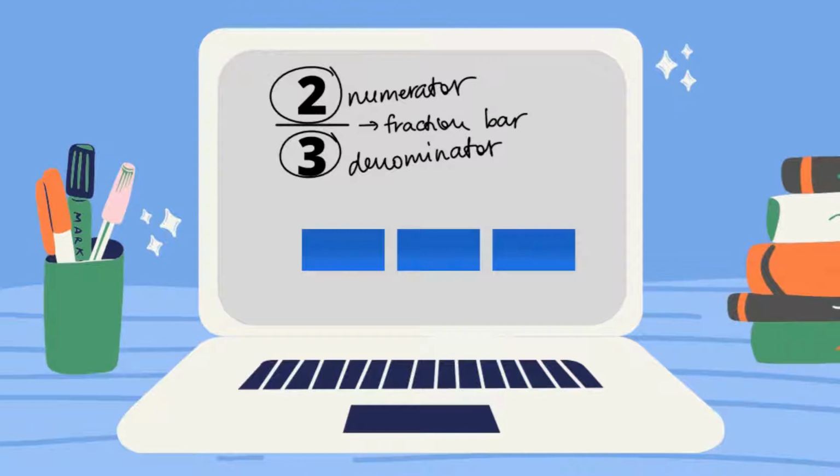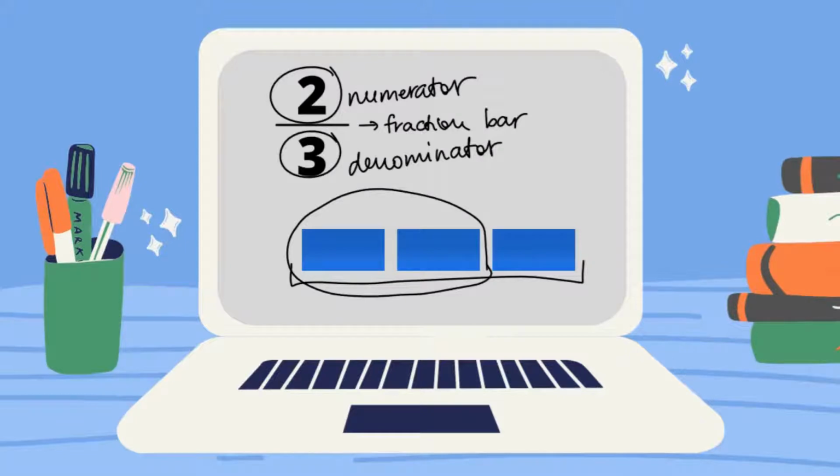The denominator represents how many total pieces of one whole we have. For example, we have a total of 3 blue rectangles here. But we don't really need all 3 of them, we only need 2. 2 out of 3. And that's what the numerator gives us. The numerator represents a part of a whole given in the denominator.